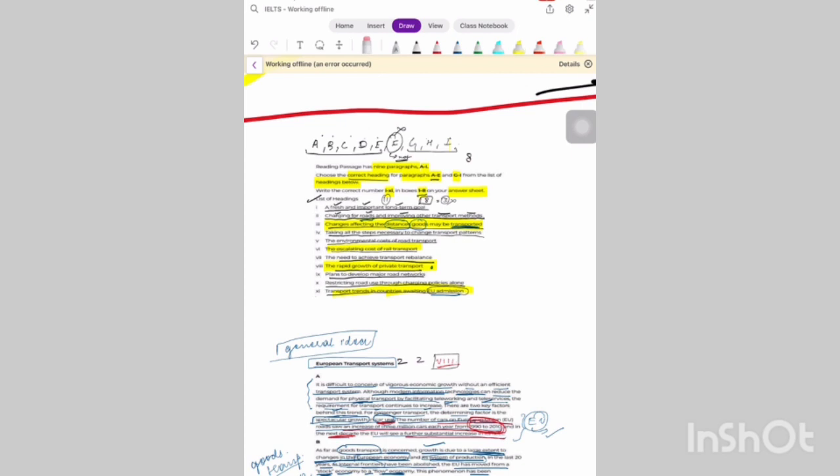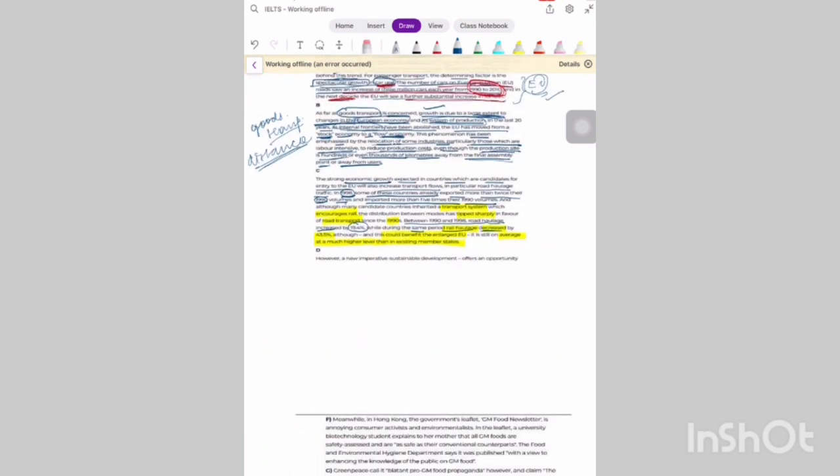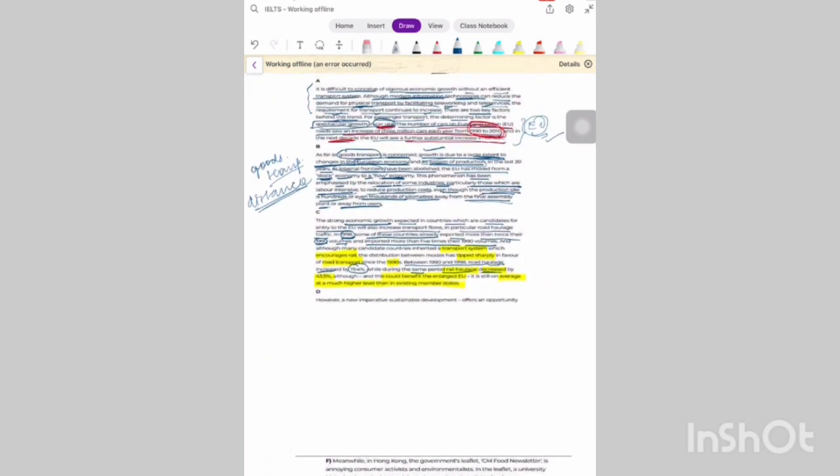So we are confused in these two, right? The escalating cost of rail transport and the transport trends in the countries awaiting EU admission. So what I'm going to do is quickly read the next lines. The strong economic growth expected in countries which are candidates for entry in EU. Oh, entry to EU. Okay, we missed out on this language. The strong economic growth expected in countries which are candidates for entry to EU will also increase transport flows, in particular road haulage traffic. So they are talking about road also. They are talking about rail also.